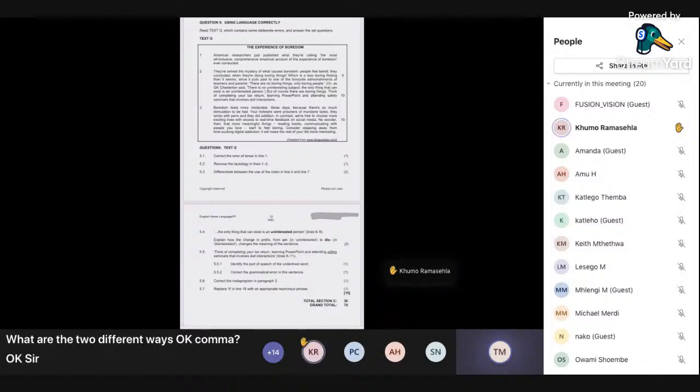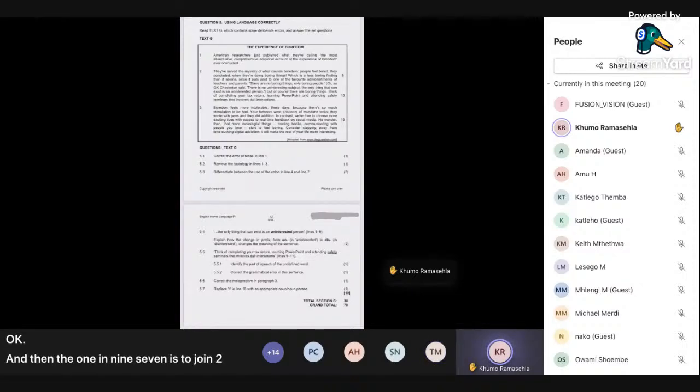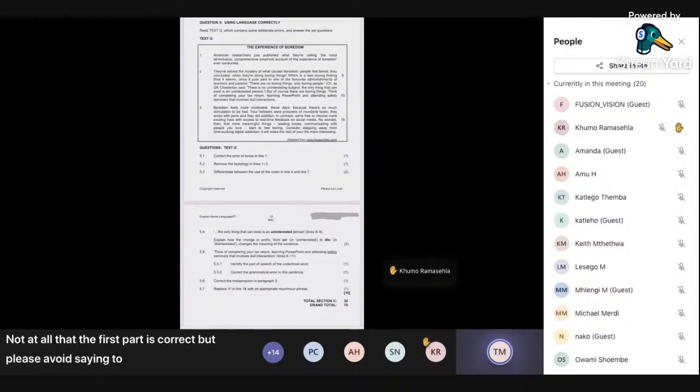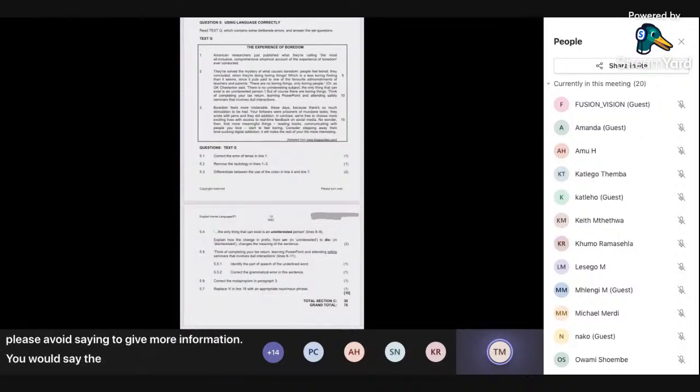Okay, so let me attempt. The first colon in line 4 is to give more information. And then the one in line 7 is to join two sentences. Not at all. The first part is correct, but please avoid saying to give more information. You'd say the colon in line 4 indicates that more information is to follow. Is that clear, Kumo? All right. Okay, can somebody give us the second function of the colon? What was it used for?